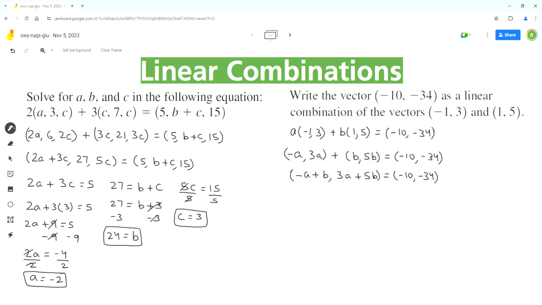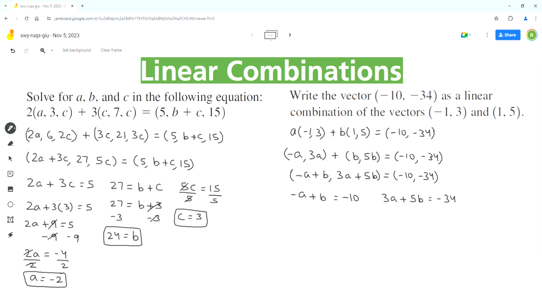Now these two vectors will be equal to each other if their x components are the same and their y components are the same. Now we can use this information to write two equations with a and b. So our first equation will be for x components, and our second equation will be using the y component. So these are the two equations we have to solve to find the values of a and b. So together they make a linear system.